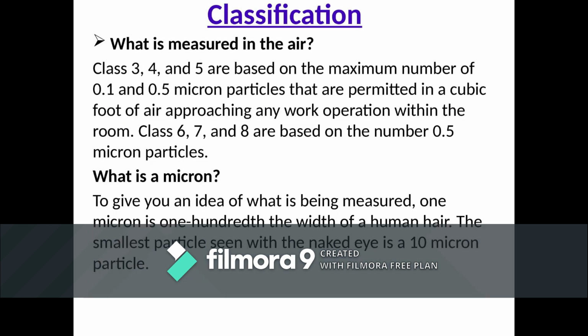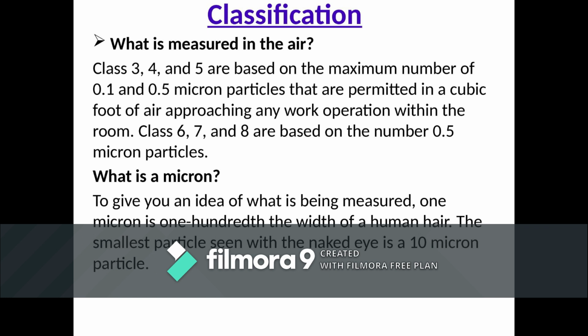Then there are some questions which come when we are talking about the facility qualifications, such as what is measured in the air. Class 3, 4 and 5 are based on the maximum number of 0.1 and 0.5 micron particles that are permitted in a cubic foot of air approaching any work operation within the room. And our class 6, 7, 8 are based on the number of 0.5 micron particles. In pharmaceuticals, basically, we are dealing with class 5, 6, 7, 8, so the minimum particle size which we are considering is 0.5. This is the reason behind it, because in pharmaceutical we are not going for class 1, 2, 3, 4. Other industries use these, but here we just need 5, 6, 7, 8, so we pick the minimum as 0.5 micron. This is the reason behind it.